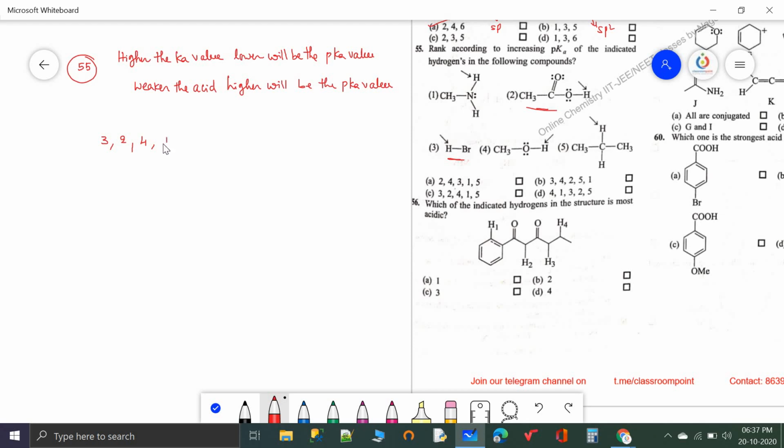So we will write the 1. Next one is 5. So 3, 2, 4, 1, 5. Option C is correct.